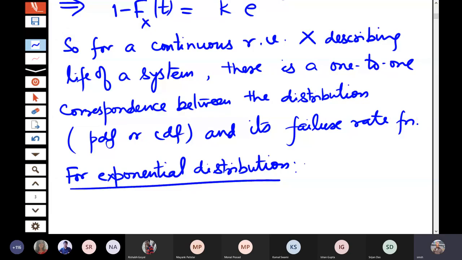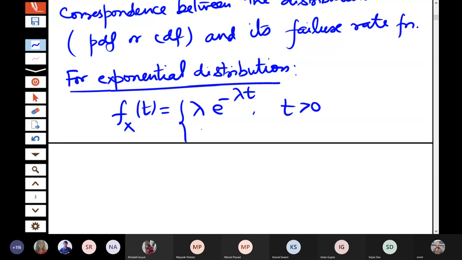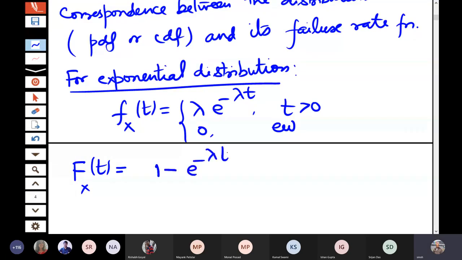So for exponential distribution, what do we have? We have f(t) is equal to lambda e to the power minus lambda t. So what was the CDF? That is 1 minus e to the power minus lambda t. Okay. So what is the reliability? Reliability is e to the power minus lambda t.